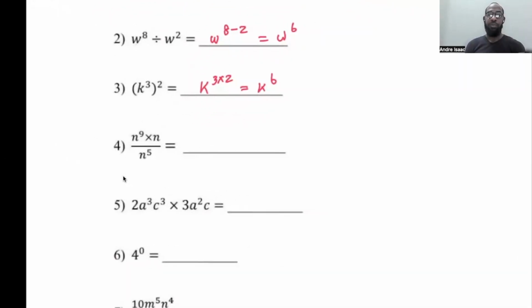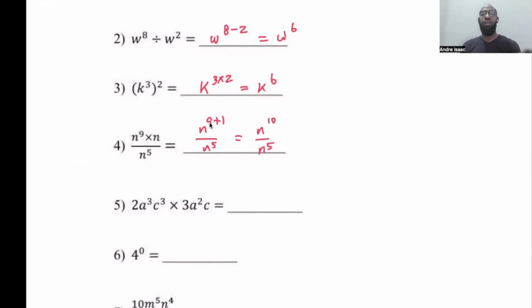Number 4, we deal with the numerator first, meaning simplify the numerator first, and then simplify the denominator if it could be simplified, and then we deal with the division. So if I simplify the numerator, multiplying same letters, I will have n to the power 9 plus 1 over n to the power 5. Let's slow down my thinking. n to the power 10 over n to the power 5.